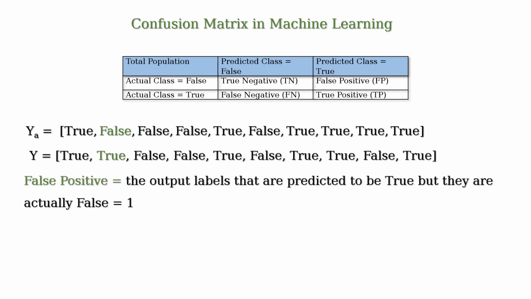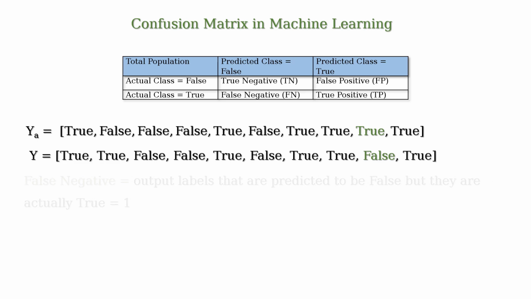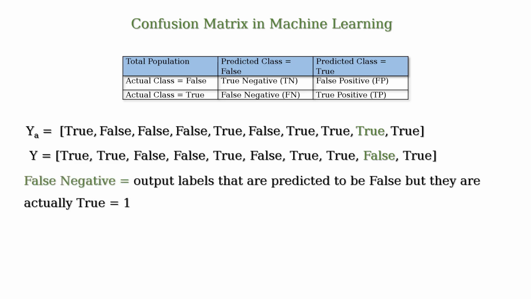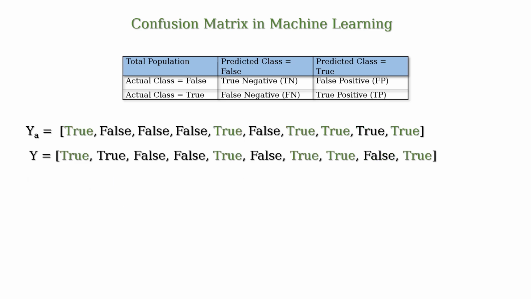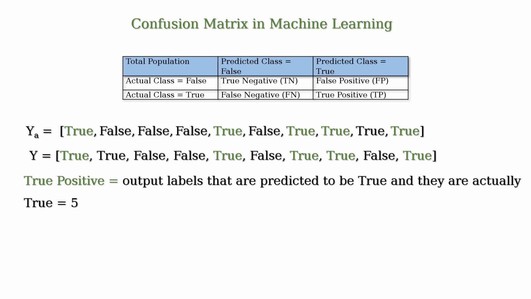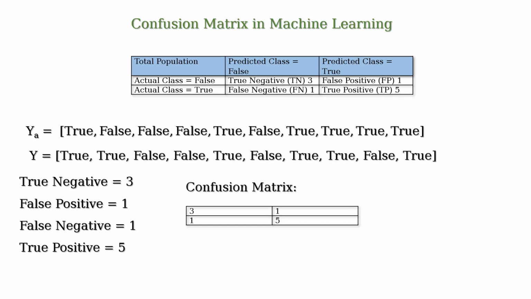False positive is the output labels that are predicted to be true but they are actually false, and that is 1 in our case. False negative is the output labels that are predicted to be false but they are actually true, and that is 1 in our case. And true positive is the output labels that are predicted to be true and they are actually true, that is 5 in our case. So, the confusion matrix will be like the following.